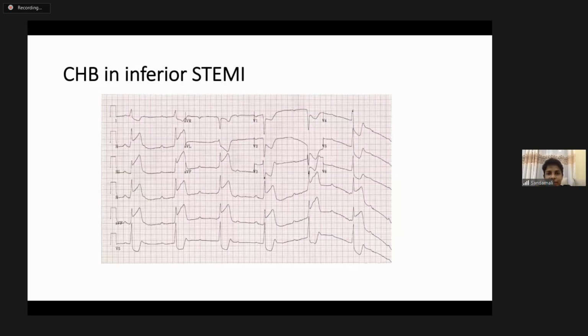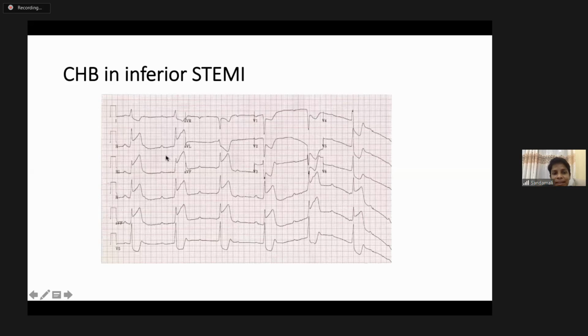I just wanted to highlight this arrhythmia also, which is a bradyarrhythmia. I hope you can appreciate that there is complete heart block, because you can see P waves here, here, here, here, and here, without any relationship to QRS complexes. This is complete AV dissociation due to complete heart block, and it is due to inferior STEMI. You can see ST elevation in II, III, aVF, and also there is ST elevation in V1 to V3. So this is inferior STEMI with complete heart block.